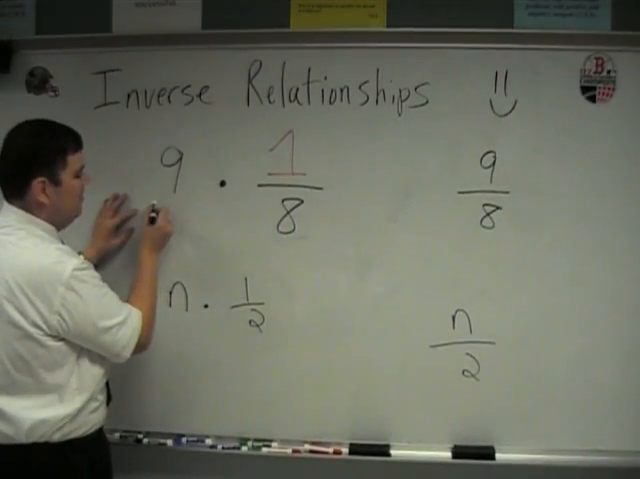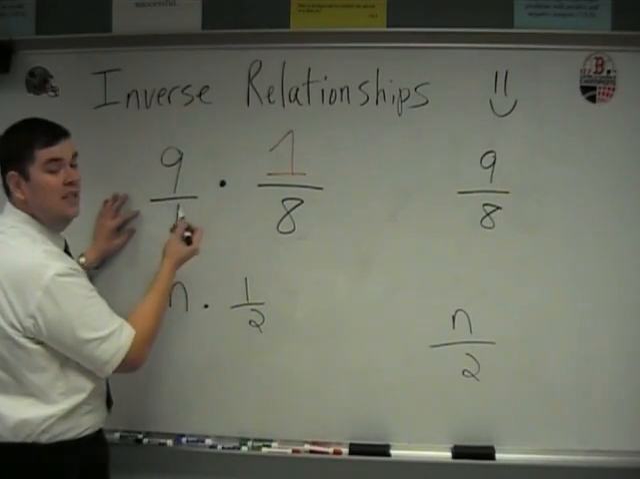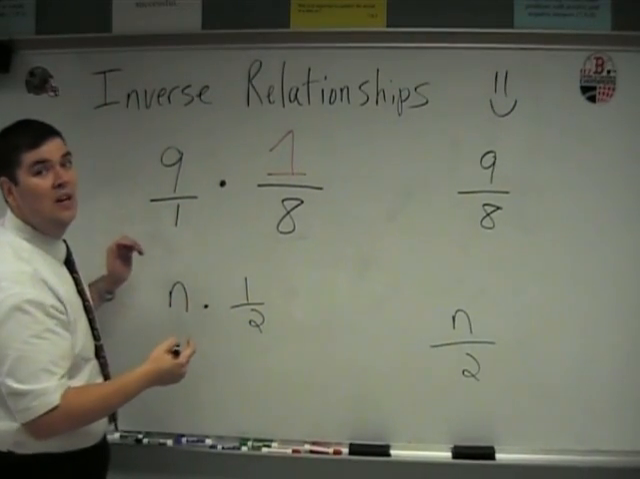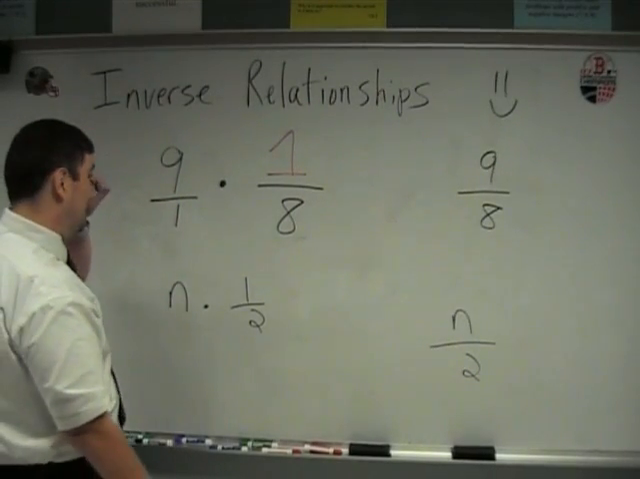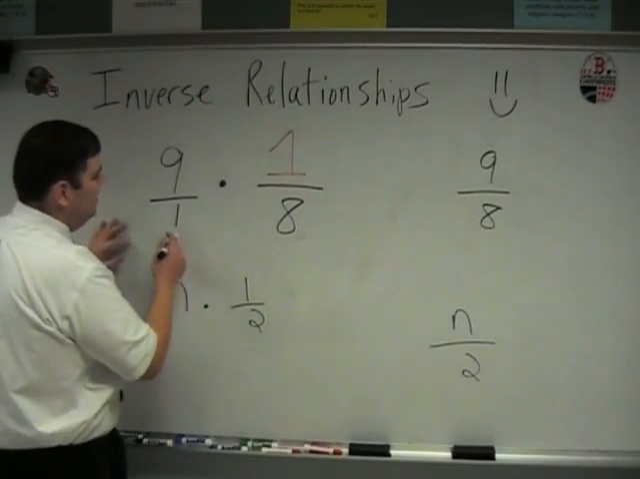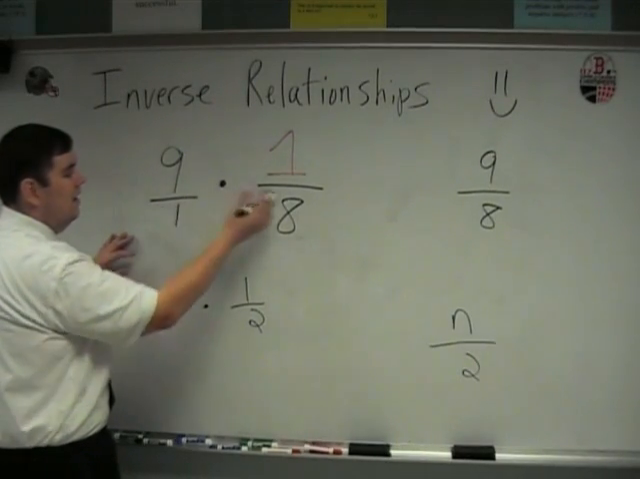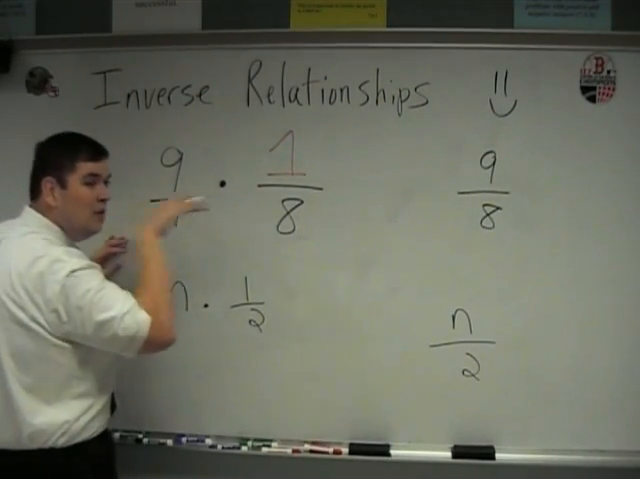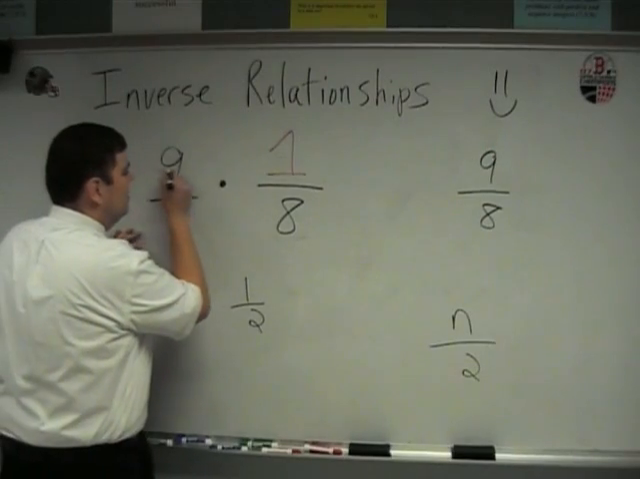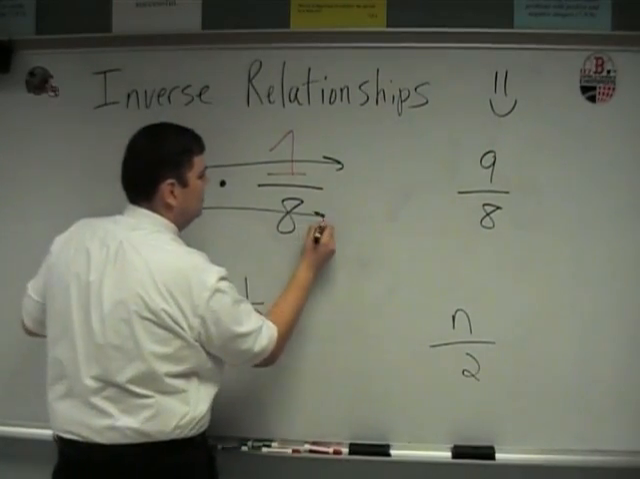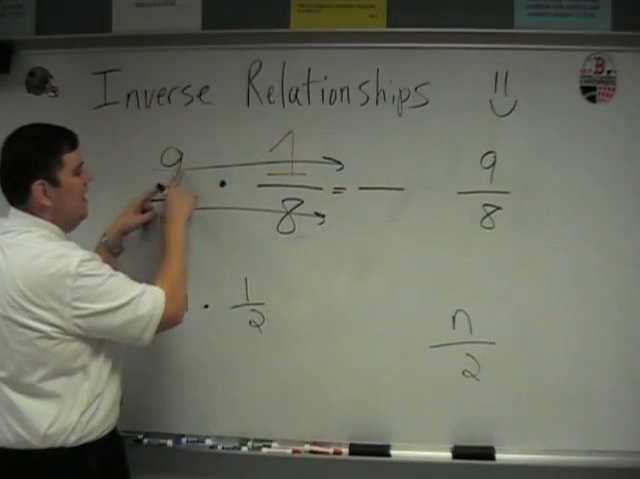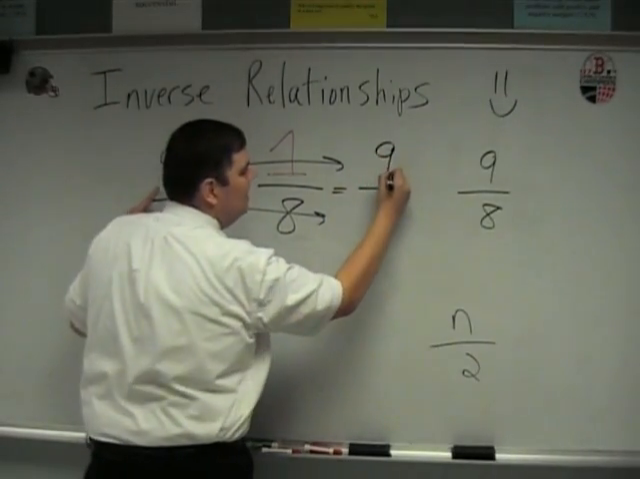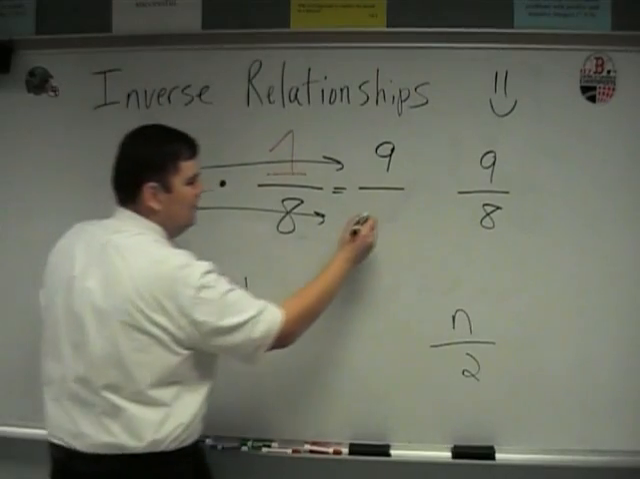So what I'm going to do, we're going to make this over 1. Because any number over 1, like we said before, is the number itself. So 9 divided by 1 is still 9, okay? But I'm going to put it as a fraction. Then what do we do when we multiply? We're going to multiply straight across. So here I have 9, my numerator times numerator. 9 times 1 is 9. 1 times 8 is 8.